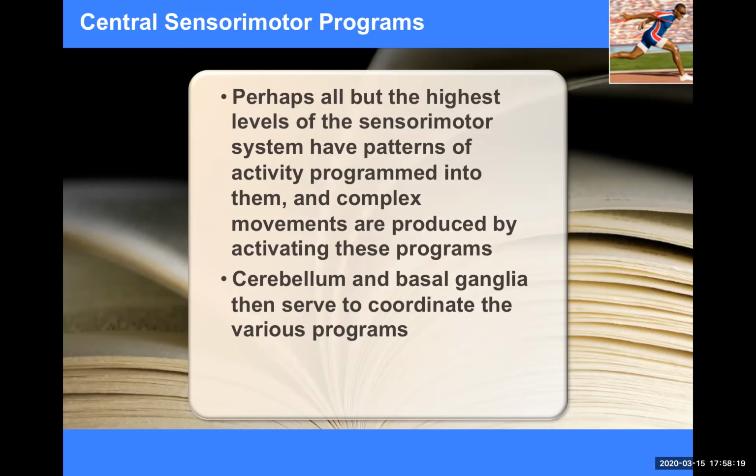So if you want to be a sprinter, you'll learn to pump your legs and move your arms and lean forward and so on in a very coordinated set of muscle actions. When you learn that, it gets stored through the basal ganglia, perhaps using the cerebellum. And again, that memory is no longer consciously guided.